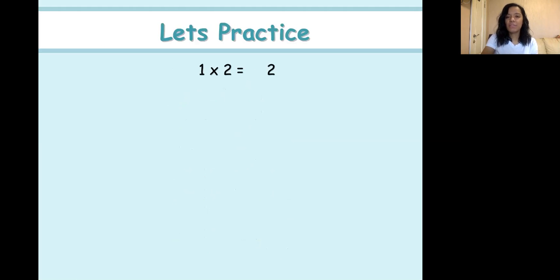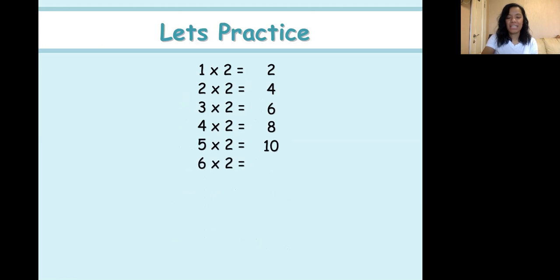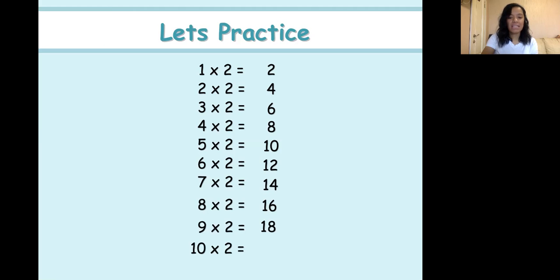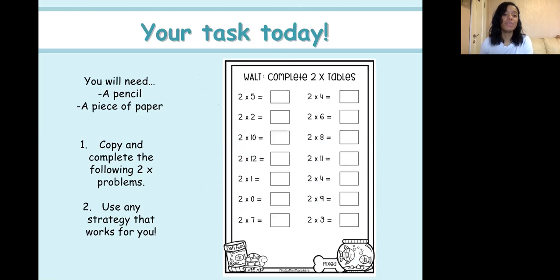We have 1 times 2 is 2. 2 times 2 is 4. 3 times 2 is 6. 4 times 2 is 8. 5 times 2 is 10. 6 times 2 is 12. 7 times 2 is 14. 8 times 2 is 16. 9 times 2 is 18. And 10 times 2 is 20. What you can also do at home to practice is you can go ahead and practice saying these out loud, okay? Well done.